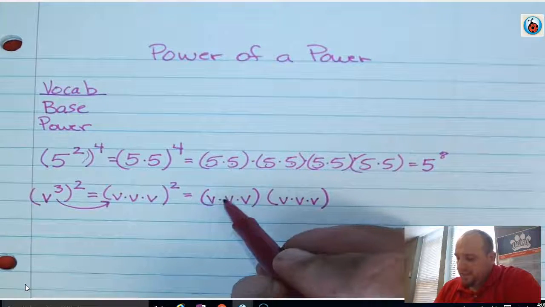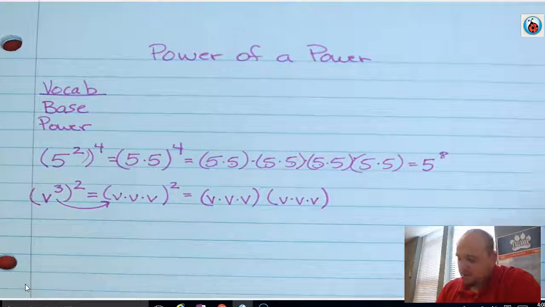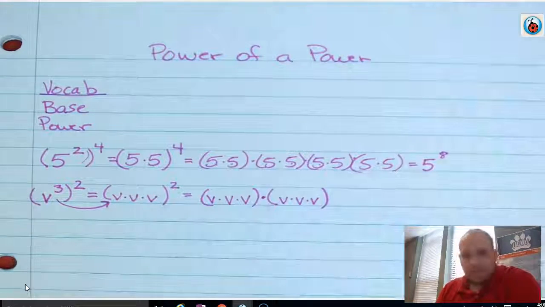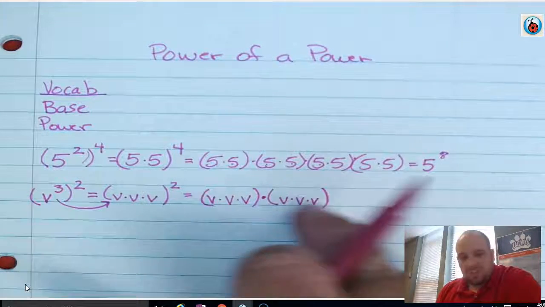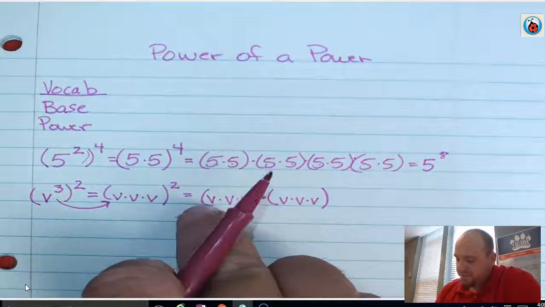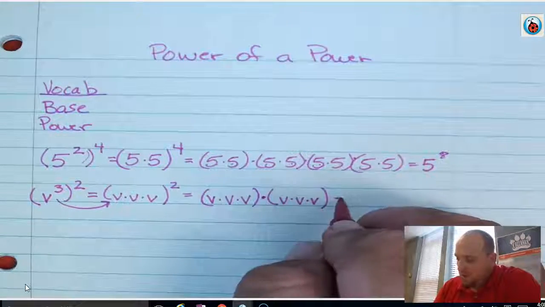So I really have v times v times v in one parenthesis. I have v times v times v in another set of parentheses. And again, remember, we're multiplying in between here. So now, if I really wanted to, this is just all multiplication. So really this is saying v times v times v times v times v times v. So I go ahead and take a look.